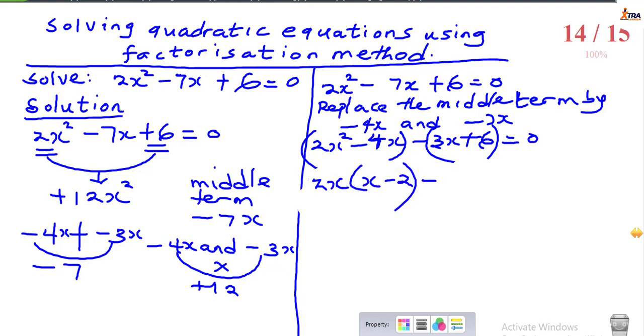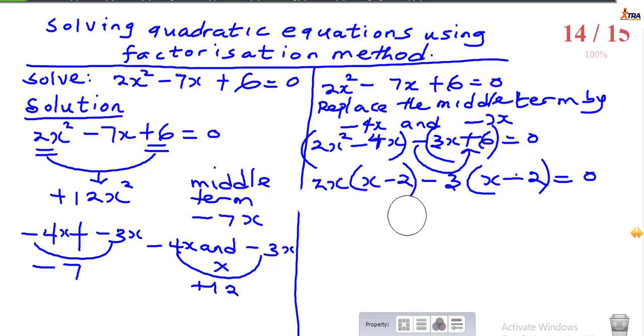Coming to the other side, we have 3 as a common factor. Bringing that out leaves us with x in the bracket. And don't forget what I said, minus times plus gives the sign you are going to write here, which is minus. So we have minus 2, as a result of 3 dividing 6 to give us 2. And don't forget, equals 0.